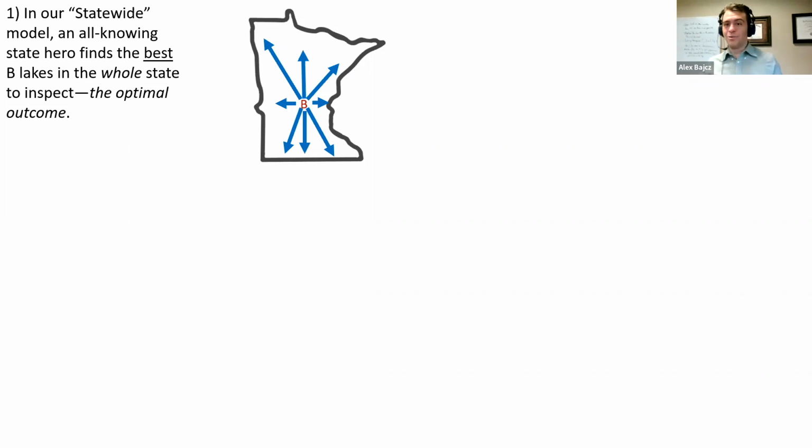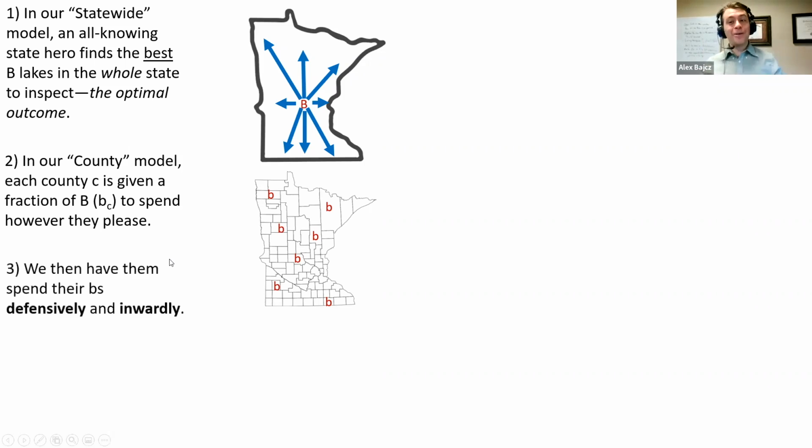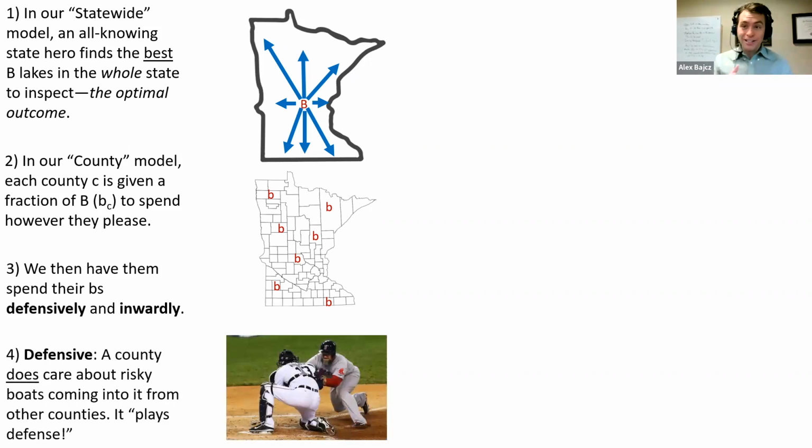So to compare to that situation, we also developed a county model. This is where we take that statewide budget, capital B, and we divvy it up into many smaller budgets, lowercase b, that we give to each county to spend. We then assume that each county will spend that money on inspectors, and we assume they will do so in a very particular way, which is to say we think they will spend them defensively and inwardly. And I want us to think about what I mean by that. First, by defensive, I mean that a county does know about and does care about risky boats that are coming into it from other counties. So to use a sports analogy here, counties would play defense and try to block other counties from infesting their lakes by sending boats into them.